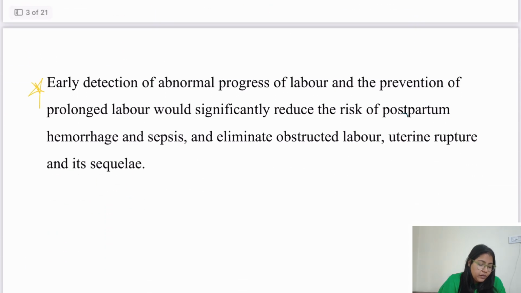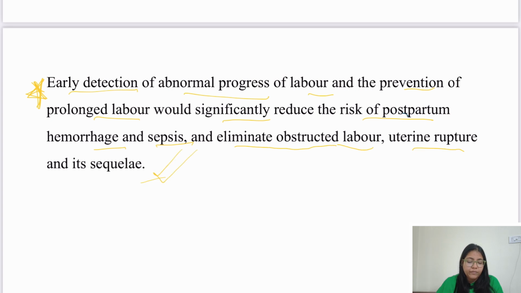So why is partograph very important? Because it helps us in early detection of abnormal progress of labor and prevention of prolonged labor, and it significantly reduces the risk of postpartum hemorrhage and sepsis. It eliminates obstructed labor and thereafter uterine rupture and its sequelae. Why am I telling you all these points? Because if it comes in theory exam as a short note or a long question, you can write all these and very well cover your answers.